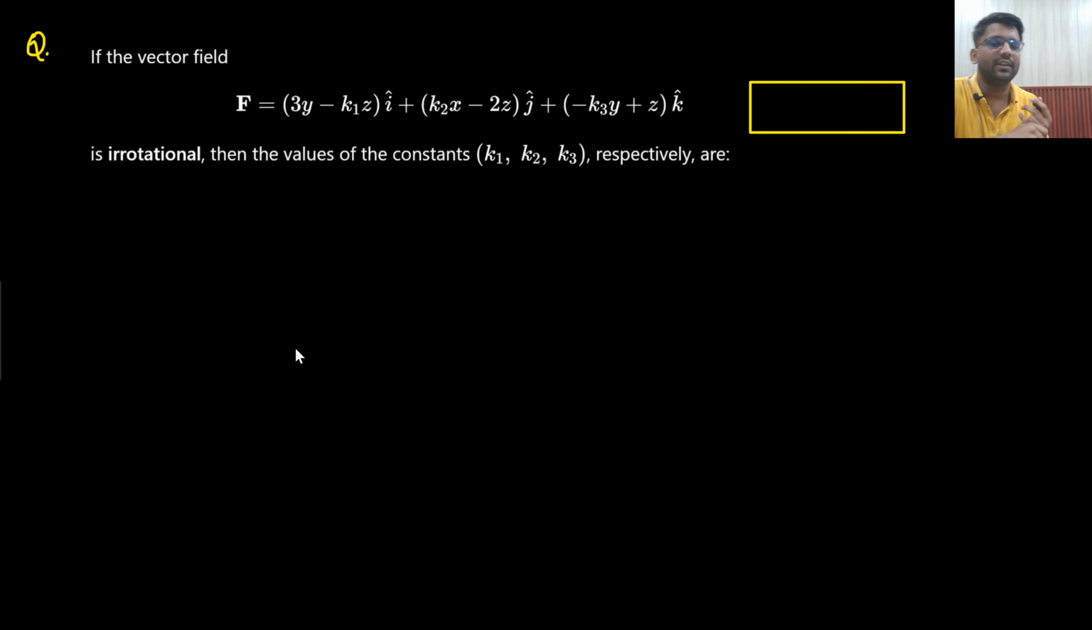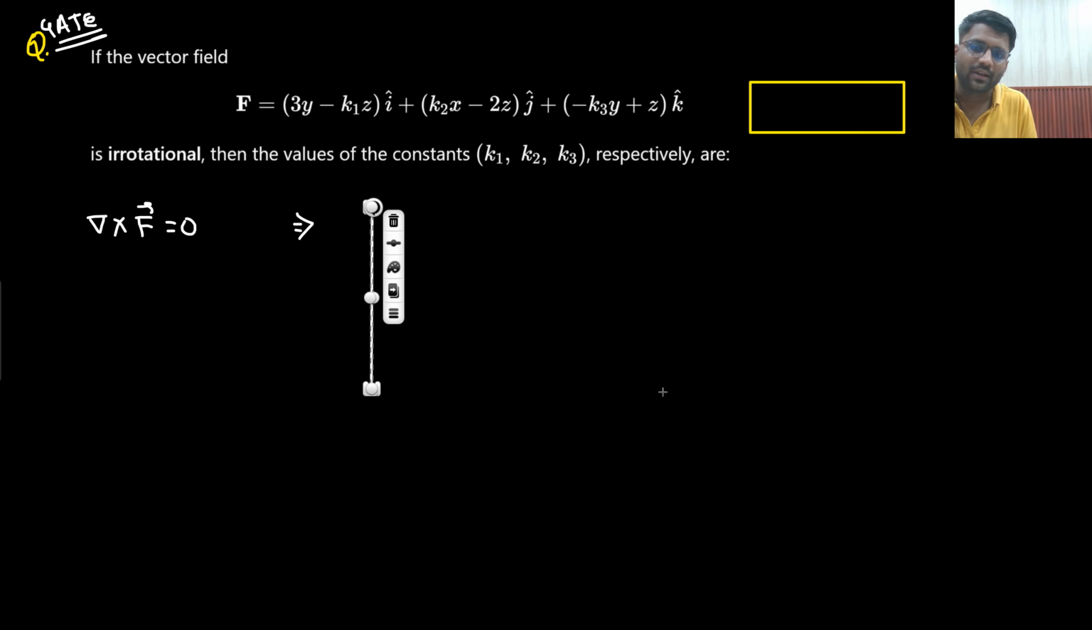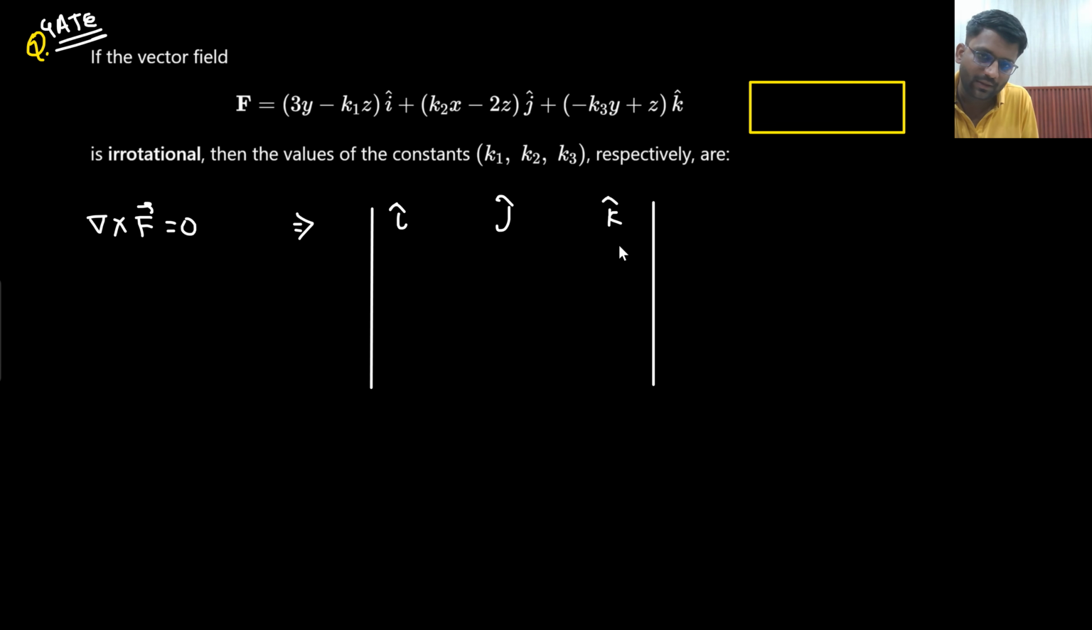Next question. Vector field is irrotational. This is a GATE question only. You need to find out the value of k1, k2, k3. Okay. Vector field is irrotational. What does that mean? That means del cross f is 0. What does that mean, sir? I will again make i cap, j cap, k cap, del by del x, del by del y, del by del z.